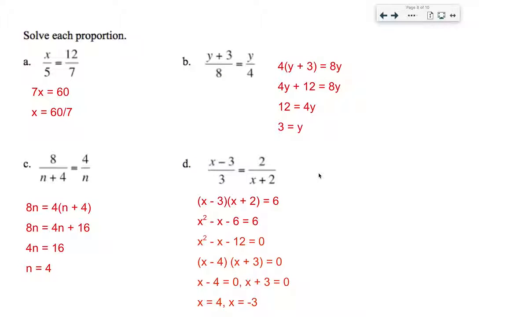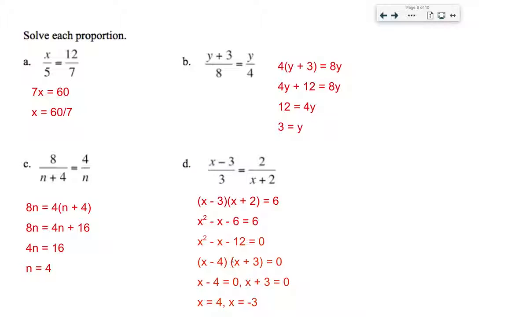Okay, here are your solutions. You can leave it at 60 over 7. If you have the decimal or the mixed number, that's fine too. You can see my work here for this one. And don't forget, all your answers here, you should be able to plug them in and get equivalent fractions. So if I plug in 3 here, I get 3 plus 3 is 6. And 6 over 8, is that equal to 3 over 4? Yes it is. And the same for all of these here.